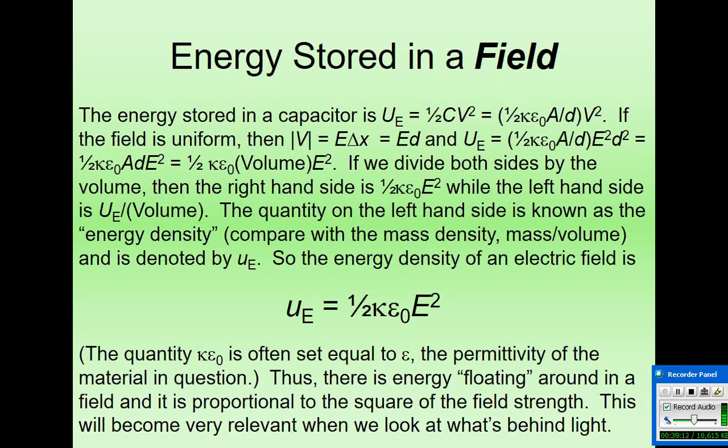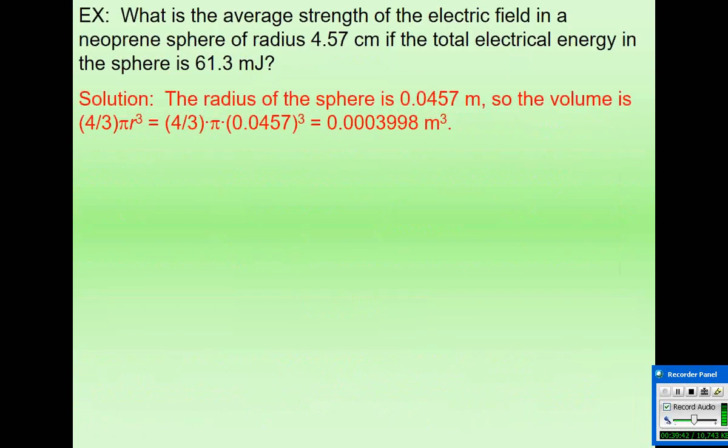I want you to keep this in mind, because this is going to be important when we discuss the nature of light and how light is an electromagnetic wave. And one of the things that we'll be looking at is the energy density and how the energy is proportional to the square of the field strength. So file this as something that becomes very important later, but we can also look at an example with it now.